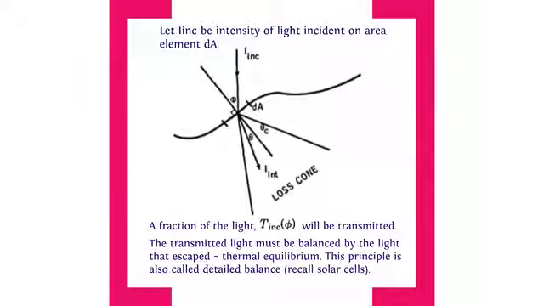The transmitted light must be balanced by the light that escapes the system under thermal equilibrium. Otherwise, it'll get hot or cold. So under thermal equilibrium, it cannot get hot or cold. It has to be a steady temperature, which means light coming in must equal the light going out. Very important idea that we'll keep using. This is called the principle of detailed balance. We'll see this when we talk about the physics of solar cells. It's a very, very important concept.